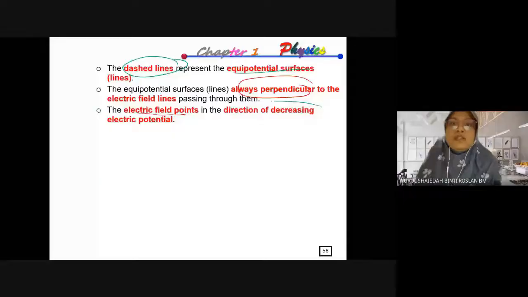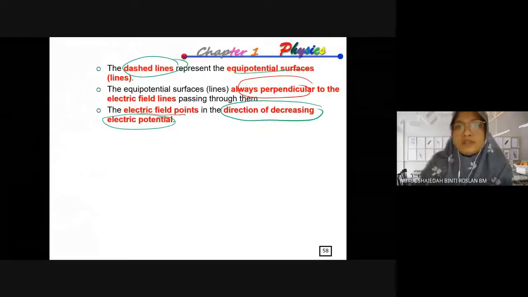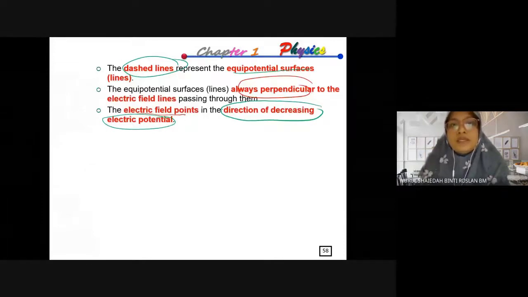And then, the electric field is directed in the direction of decreasing electric potential. So it means the electric field is in decreasing V. What does decreasing V mean? So VA, VB, let's say you put V as 10. So VA and VB, V is 10. So VC will be less than 10, maybe 5, because it is decreasing, getting smaller. The electric field is directed toward decreasing electric potential. V keeps decreasing.